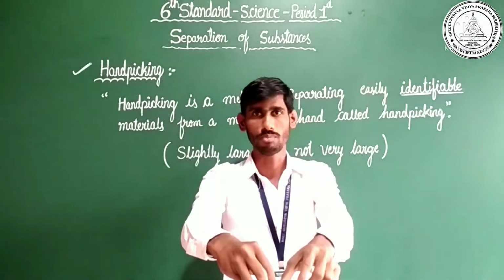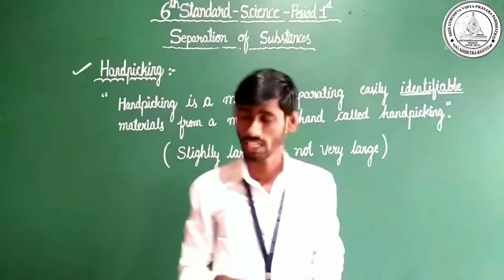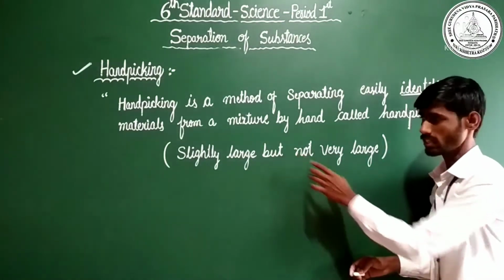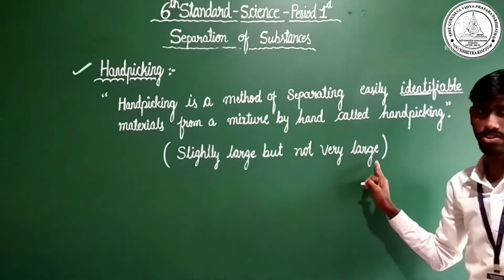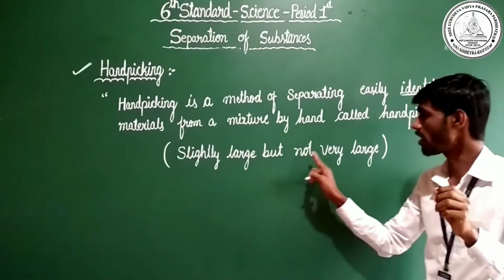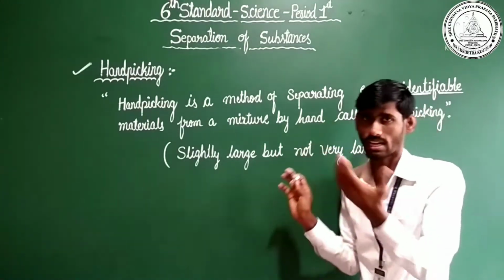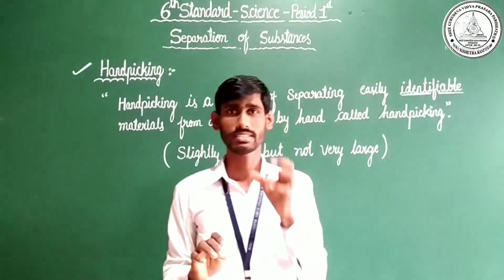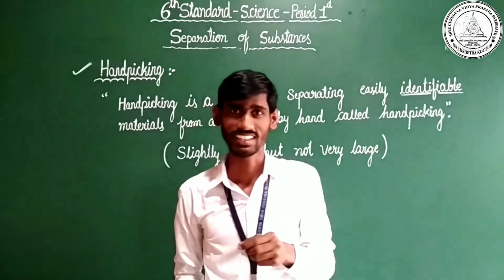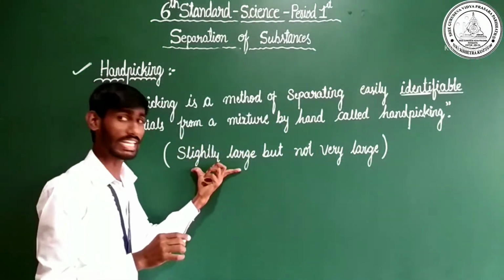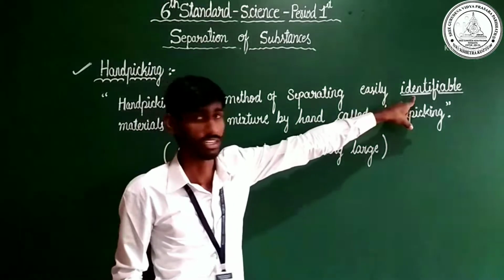Take a substance, place it somewhere. Dear children, observe one more sentence on the board: slightly large, but not very large. If very large, there is another process. Slightly large, like ananas, apple. But what about salt? What about salt particles? That is very small. Observe here, slightly large. The substance must be identifiable.